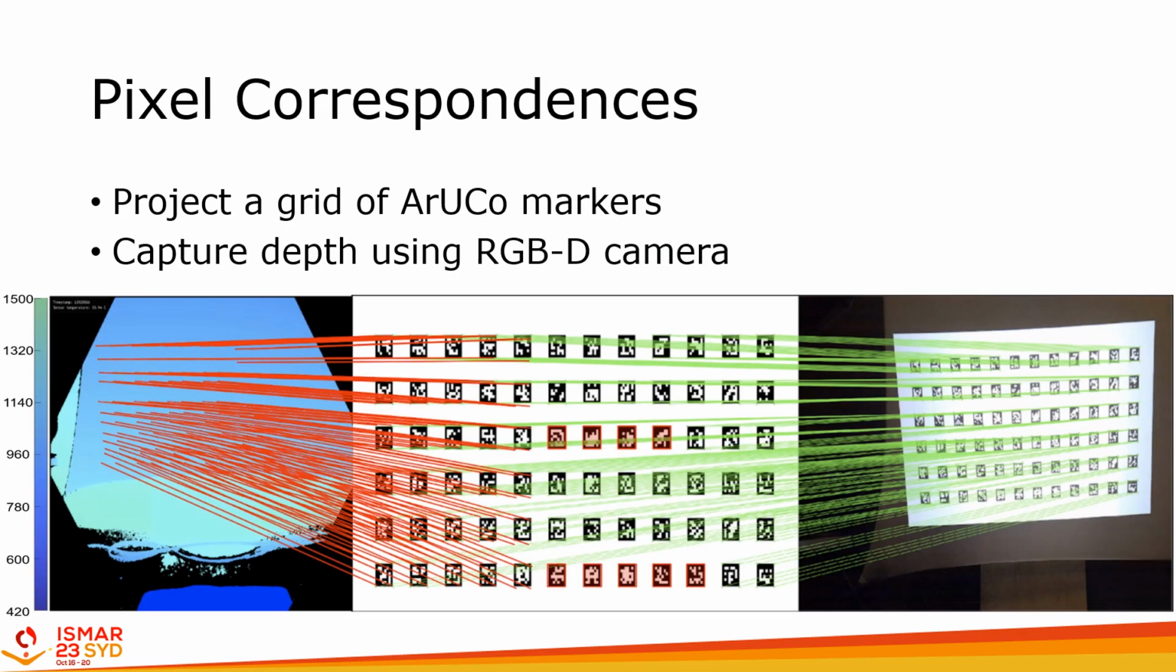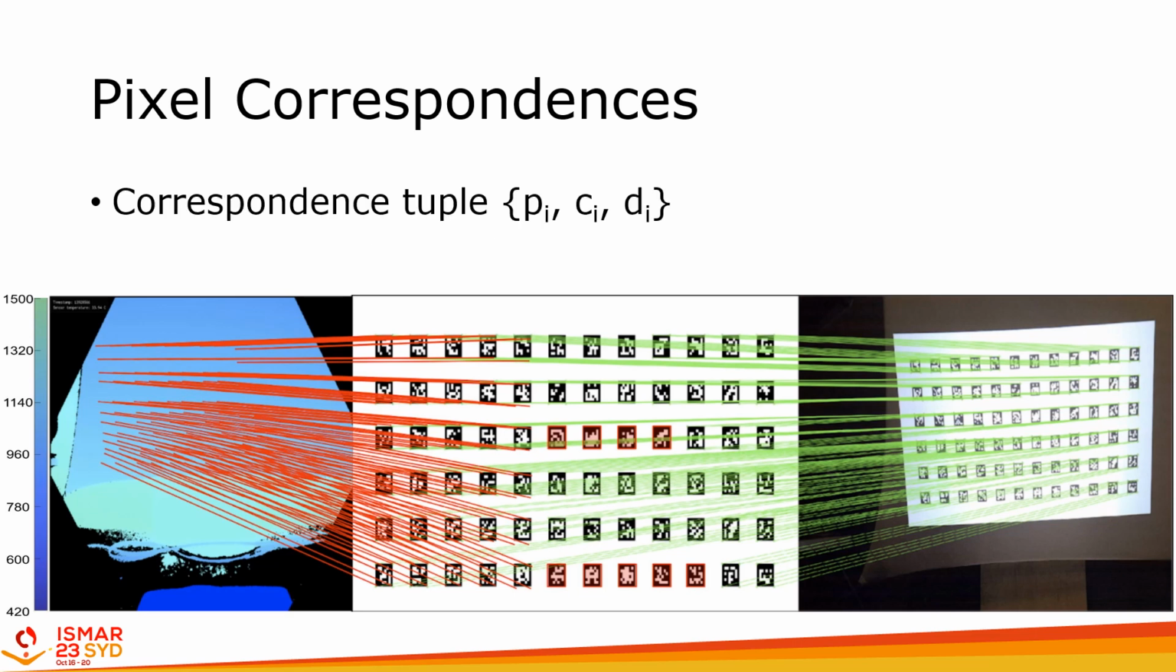We begin by projecting a grid of Aruco markers on the deformable surface while the RGBD camera captures the images. We detect the Aruco markers in the RGB image and get the depth at those pixel locations. This gives us correspondences between the projector pixel, the camera pixel, and the 3D point.